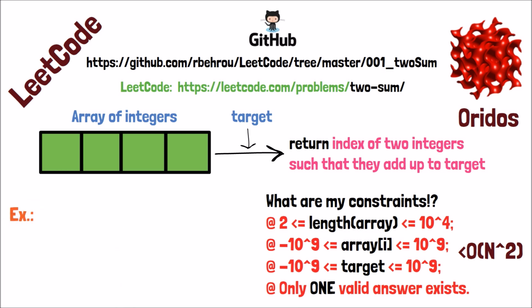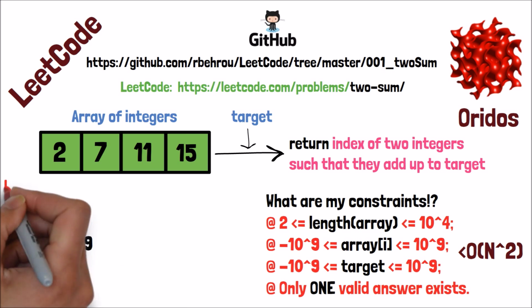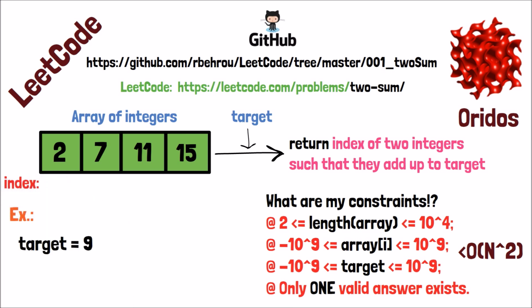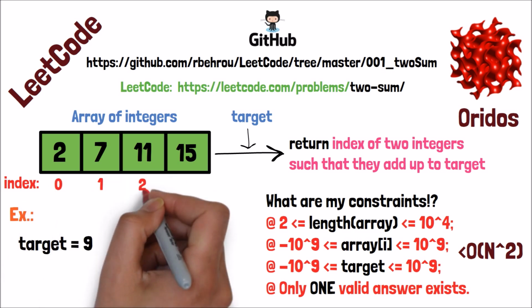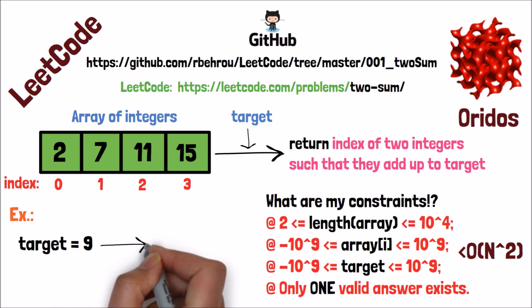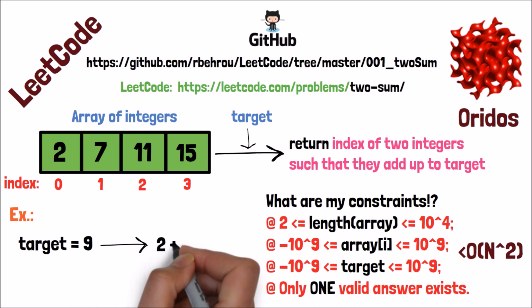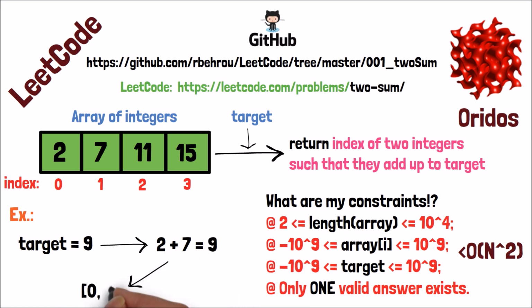Let's review the first example. We have 2, 7, 11, and 15 in the array of integers, and the target is 9. Let's index the array, zero-based indexing. The index will be 0, 1, 2, and 3. Then, the only possible solution for this is 2 plus 7 is equal to 9. Therefore, the return indices will be 0 and 1.